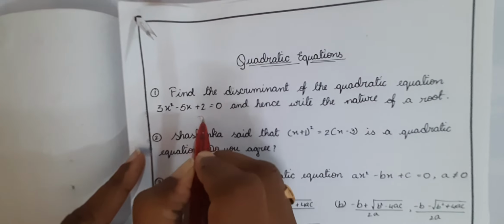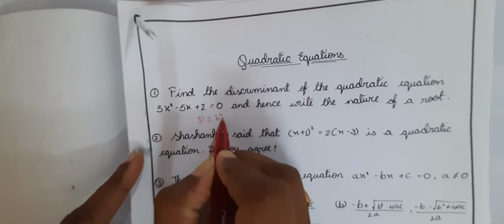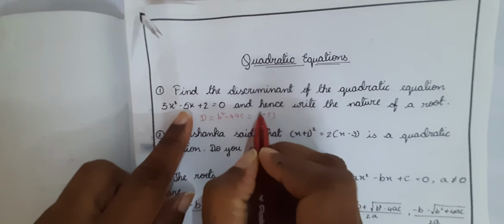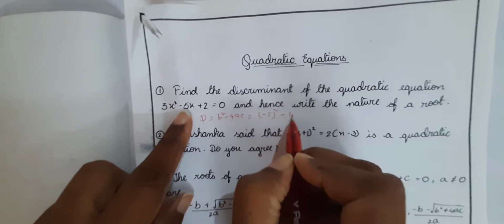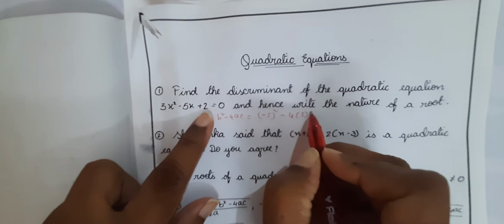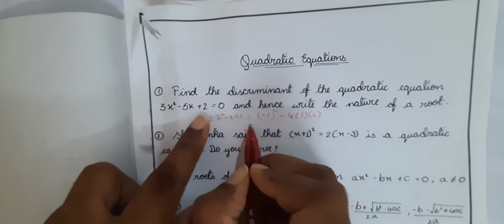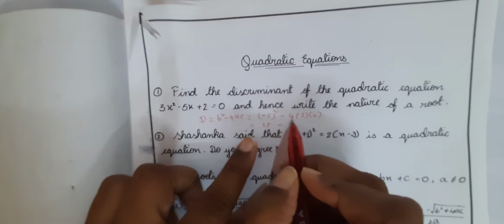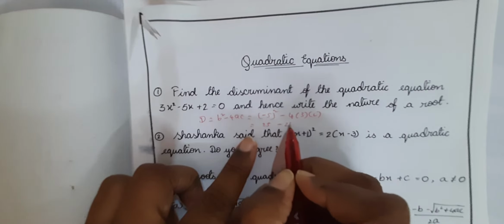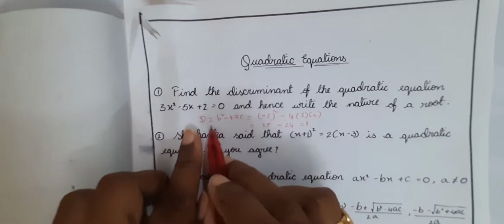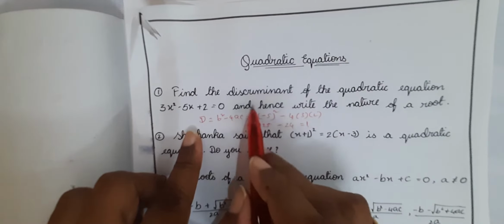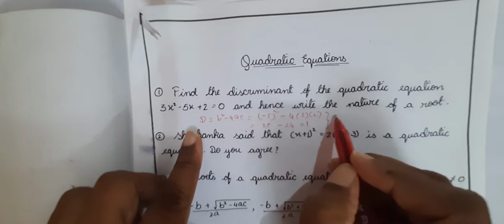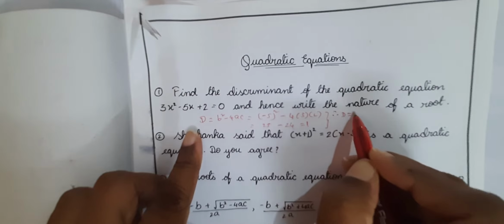Discriminant D = b² − 4ac, which is (−5)² − 4 × 3 × 2, where a is 3, c is 2. So that means you get 25 − 24, which is equal to 1. So you got the discriminant to be 1. Here he is saying that only the discriminant needs to be found. Yes, we found the discriminant. So write the conclusion as therefore D = 1.